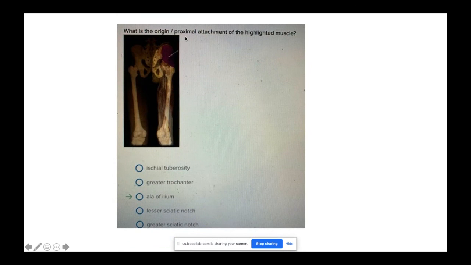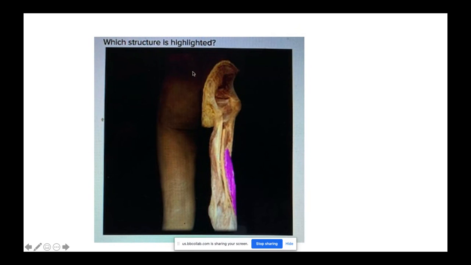What is the origin or the proximal attachment? Okay, so now we're looking at the other, this looks like it's the gluteus medius. And again, let's look at some of these choices. Ischial tuberosity, that's down here. Greater trochanter, well, that's the insertion. They're asking for the origin. Lesser sciatic notch, greater sciatic notch, now those are back here. Can't be those. The ala of the ilium, yeah, that's up here. So that's the origin, the proximal attachment.